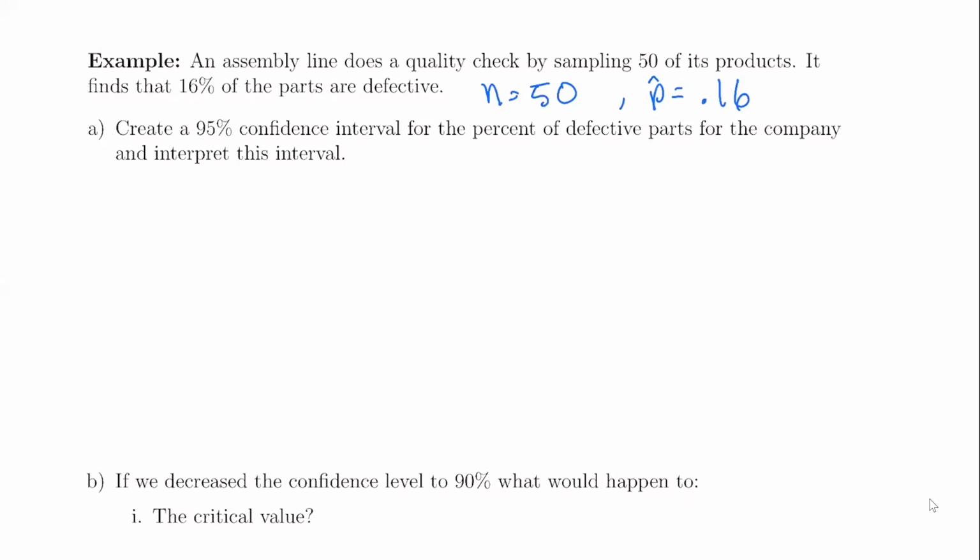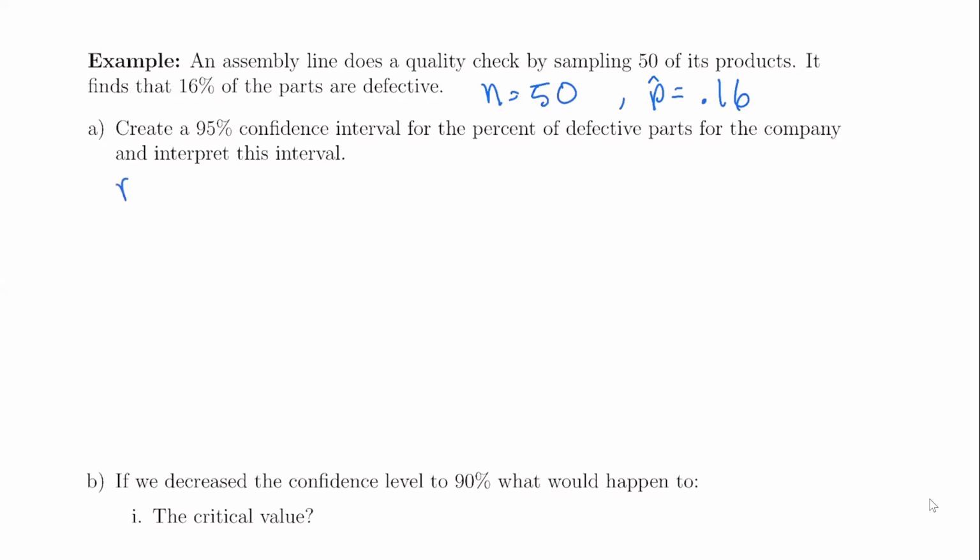All right, so let's go to part A. Part A says create a 95% confidence interval for the percent of the affected parts of the company and interpret this interval. For this one, you want to read it correctly. It's asking for two things. It's asking to create a confidence interval, but once you create the confidence interval, we also want to interpret it. So we're going to find the confidence interval, and then once we're done with finding it, we're going to interpret it.